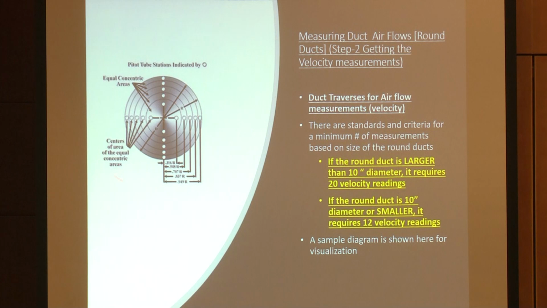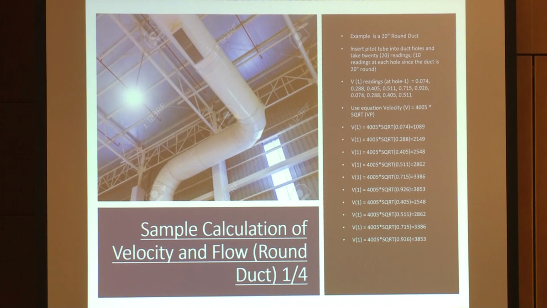So let's look at the round, right? I showed you the little round configuration there where you're going to drill your holes this way and this way. And if the round duct is larger than 10 inch, then you're going to do 20 velocity readings. And if it's smaller, then you're only going to do 12. So you're either going to do 20, but you're at least going to do 12, right? So we'll do an example here where you have a 20-inch round duct. So it's 20 inches, so now you need your 20 readings.